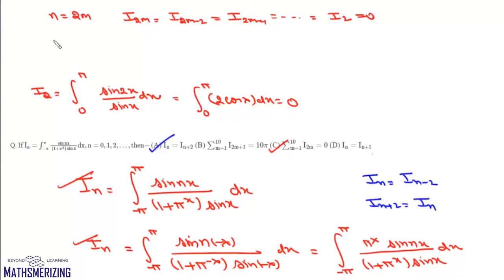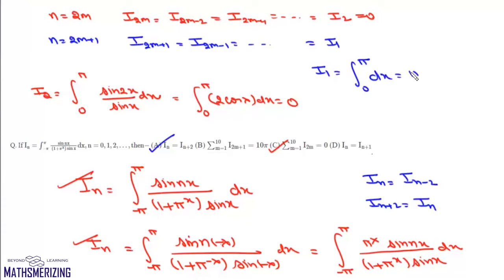Now if we take n as an odd number, which is 2m plus 1, then I_{2m+1} equals I_{2m-1}, and it will be equal to I_1. Now what's I_1? I_1 is this integral from 0 to pi, and this is sine x upon sine x, which is 1. So it will be simply dx, and it is pi. So all these integrals, they'll be equal to pi. So this summation, m varies from 1 to 10, I_{2m+1} will be pi plus pi plus pi, 10 times. So there will be simply 10 pi, and this option D, it is incorrect. So the correct options are A, B and C.